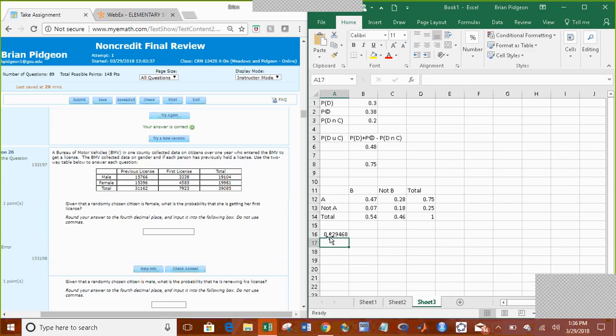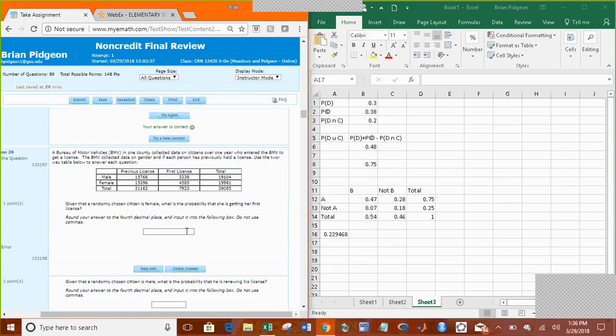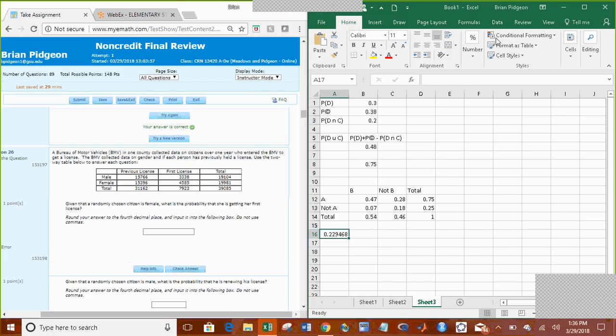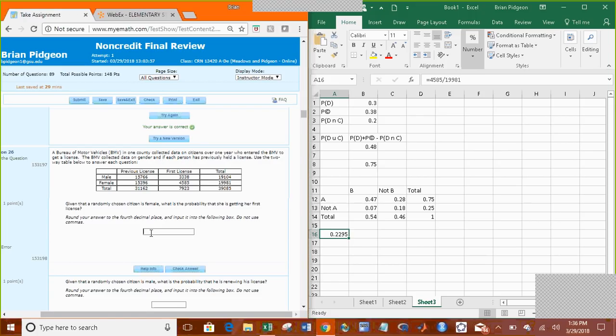Rounded to 4 decimal places. Just to be redundant, we go and change that with these two. So 4 decimal places is 0.2295.